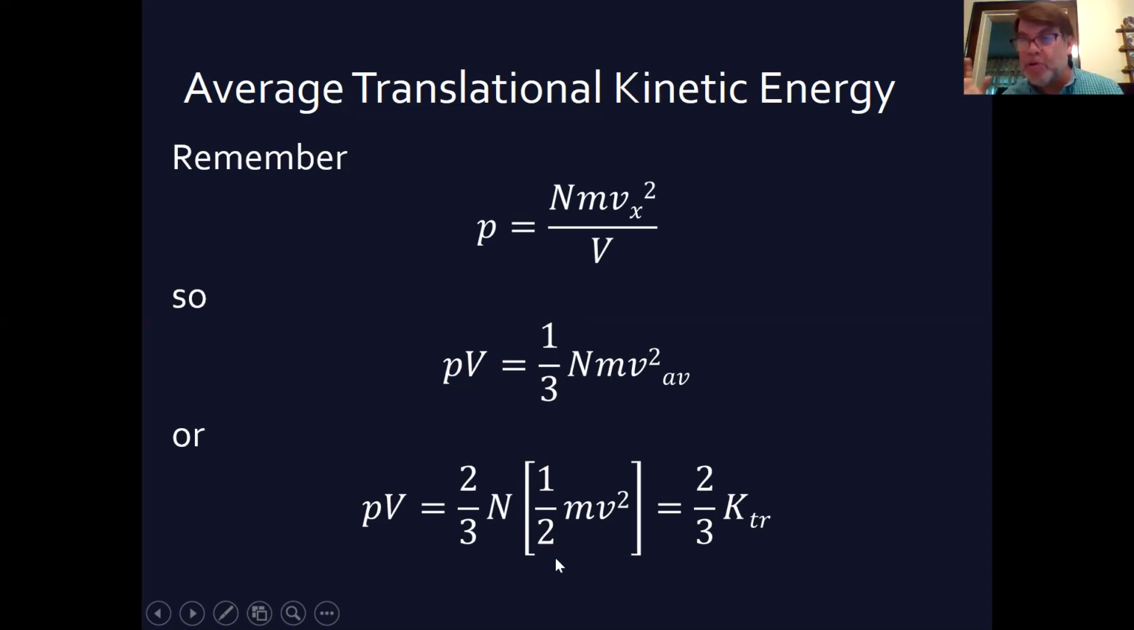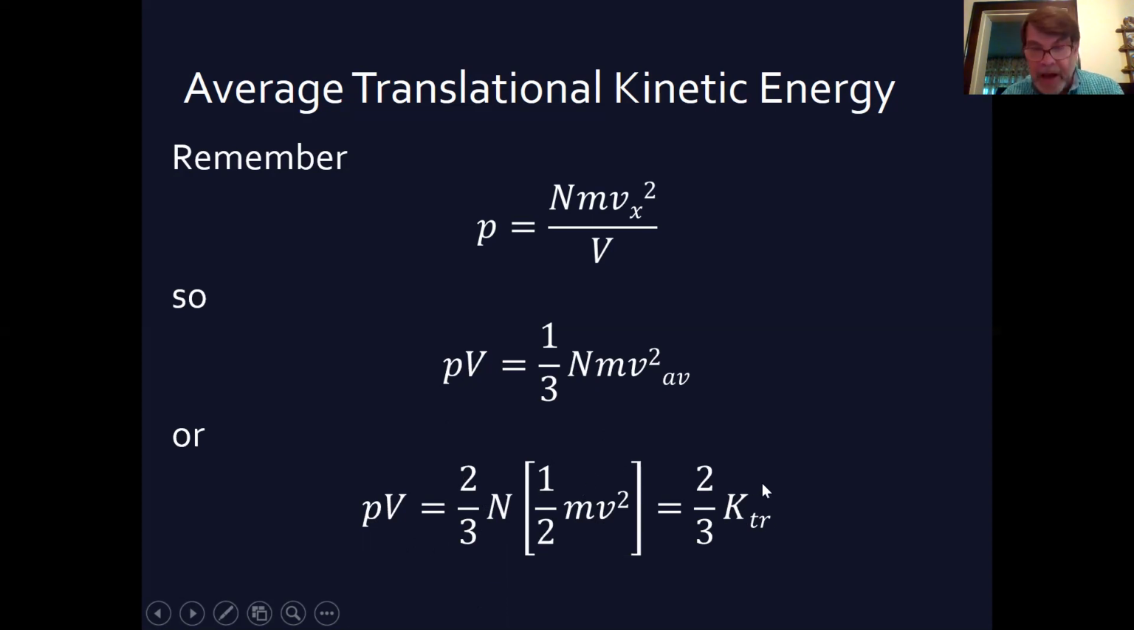Why would you do this, you crazy man? Well, because once we do that, we have the 2/3 n part out here, and I'm left with 1/2 mv squared. Does 1/2 mv squared sound familiar? Well, of course it does. That's the formula for kinetic energy. Kinetic energy equals 1/2 mv squared. And so basically I have PV equals 2/3 n times the translational energy.